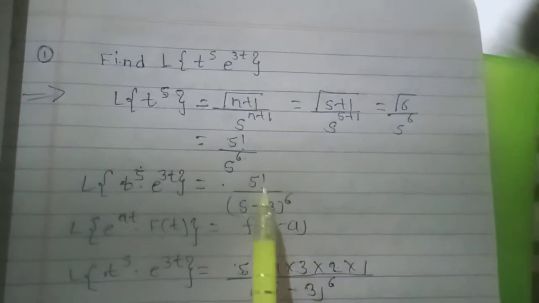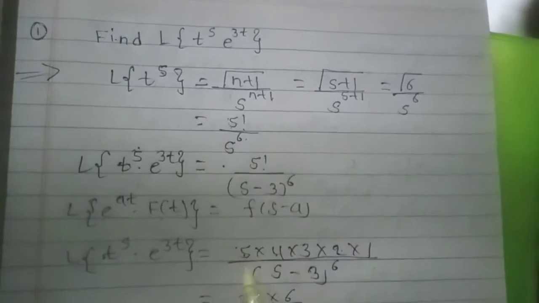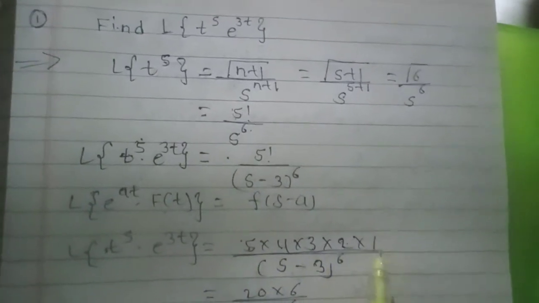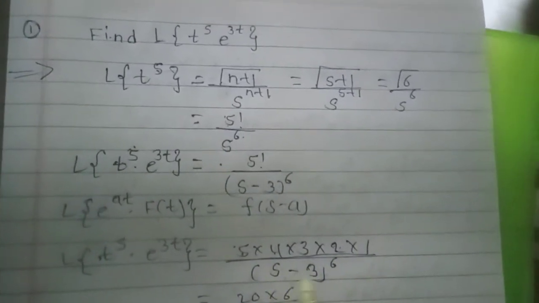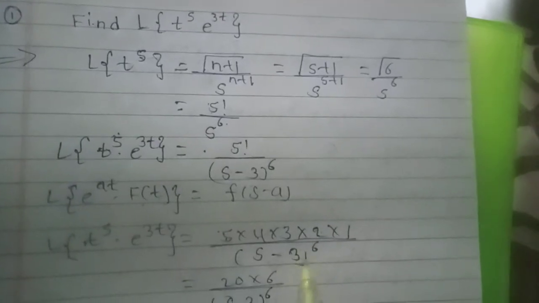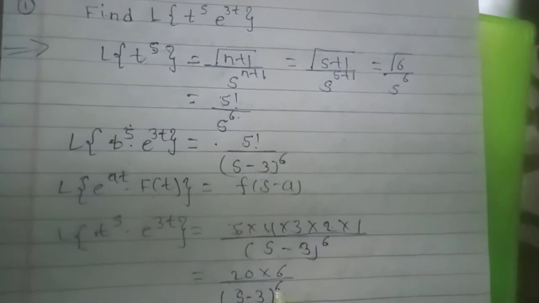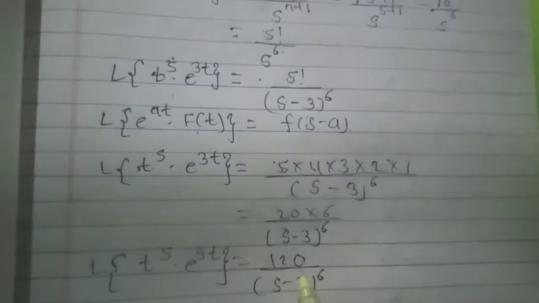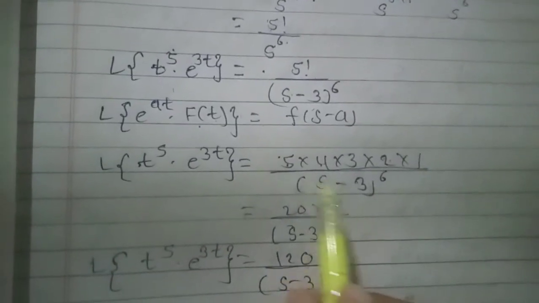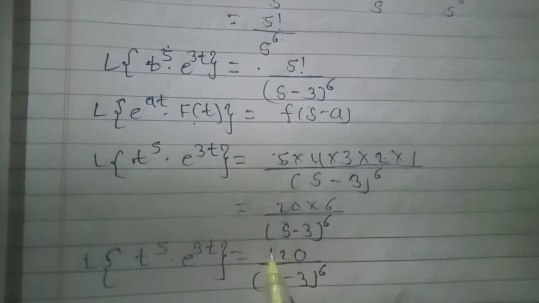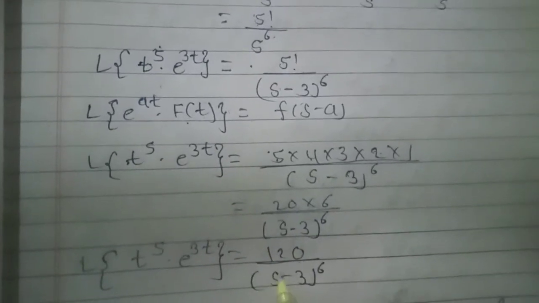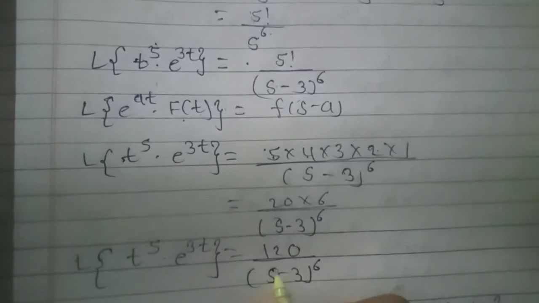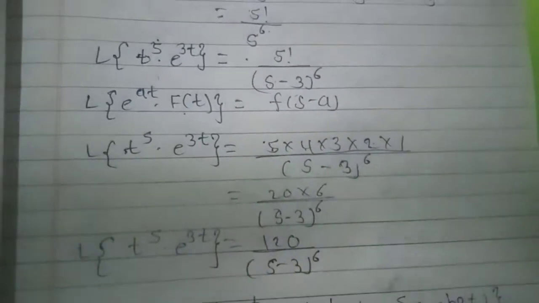So here this is 5 factorial, meaning 5 into 4 into 3 into 2 into 1, and s is s minus 3 raised to 6, in brackets raised to 6. We simplify, and this multiplication is equal to 120 divided by s minus 3 raised to 6.